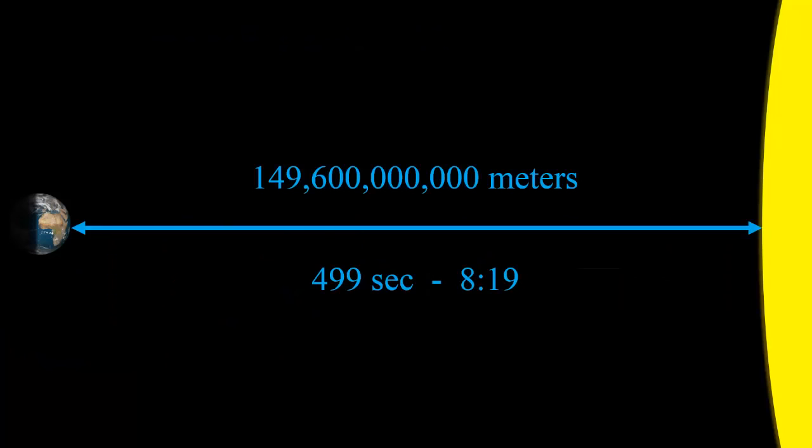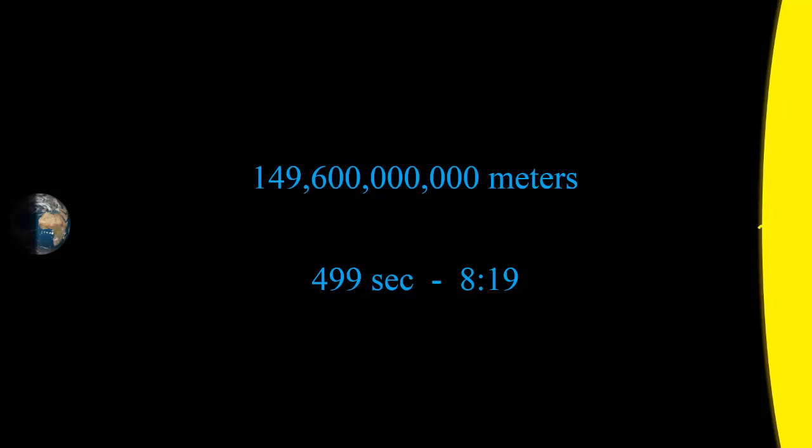So that should be the end of the video, but I have another illustration to show you. I originally was going to show the speed of light by showing a light wave traveling from the sun to the earth. The problem is it takes 8 minutes and 19 seconds traveling at 300 million meters per second.